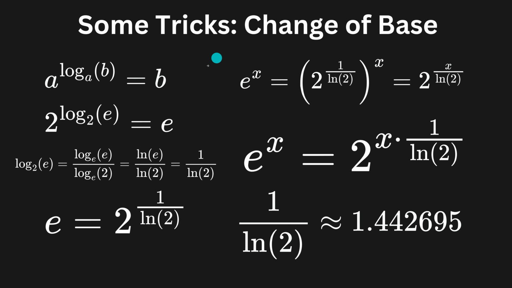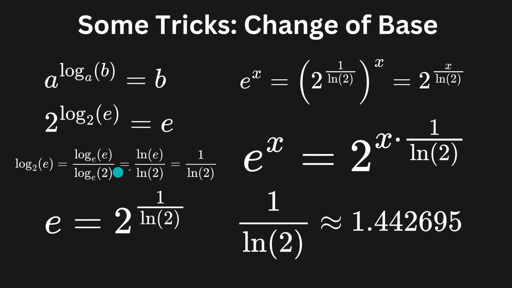Luckily, we can adjust it. Remember, this is just the change of base formula. If we have a to the power log b base a, that's just b, standard formula. So if we have 2 to the power log e base 2, that's simply e. So log e base 2 is simply log e base e divided by log 2 base e.